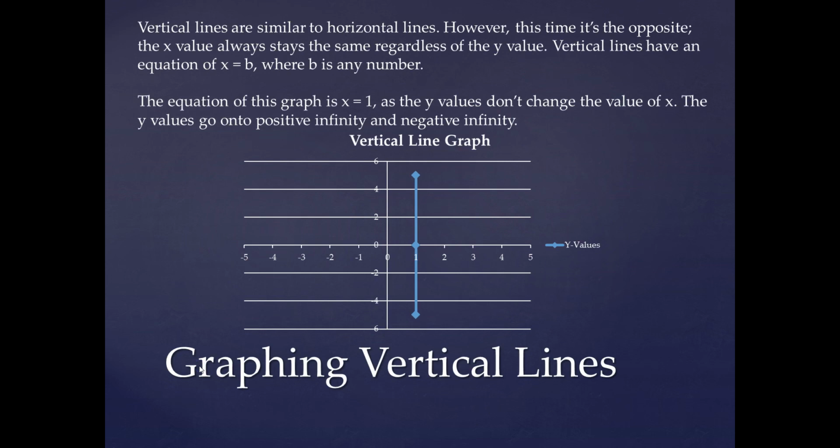Vertical lines are similar to horizontal lines. However, this time it's the opposite. The x value always stays the same regardless of the y value. Vertical lines have an equation of x equals b, where b is any number. The equation of this graph is x equals 1, as the y values don't change the values of x. And the y values go on to positive infinity and negative infinity. So this graph will just keep on going forever. And the same thing happens for horizontal lines. The graph will go from left to right forever.